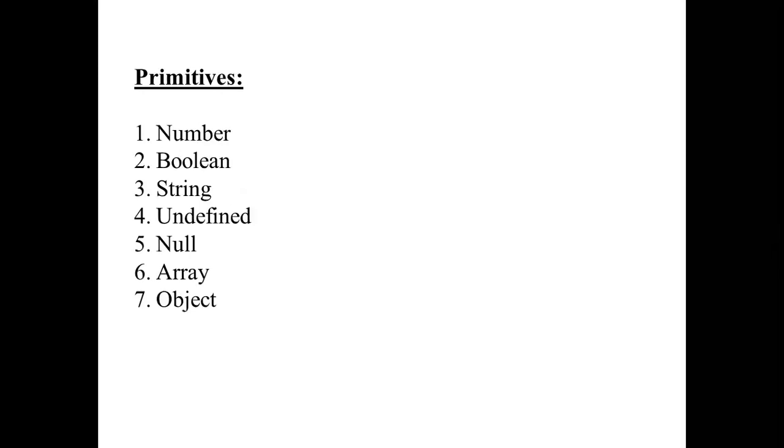Next, primitive data types. JavaScript provides these data types: number, boolean, string, undefined, null, array, and object. In the example you can see each data type. Number: 1, 2, 3, 4 values. Boolean: true or false. Any string is a sequence of characters. Next array and object, and next the null value and undefined.